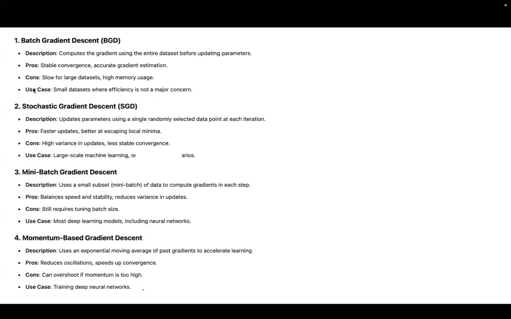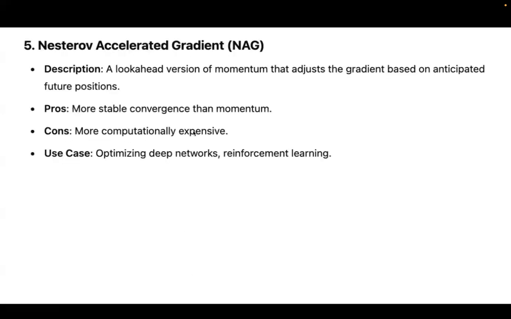Now, where do you use batch gradient descent? In small data sets. Stochastic, we use in large scale machine learning. Mini batch gradient descent is mostly used in deep learning models. Momentum-based is used for training deep neural networks. And Nesterov accelerated gradient is used in optimizing deep networks and reinforcement learning.